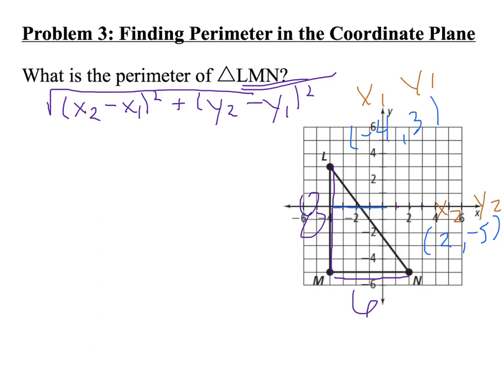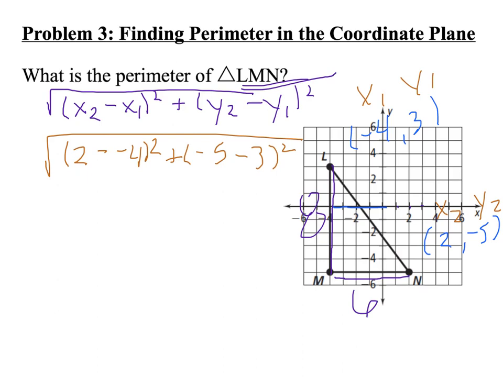Again, you should push pause to make sure that you get the same answer as I do. So I have the square root of my x2, which is 2 minus -4, squared, plus -5 minus 3, squared. Push pause to see if you get the same answer as I do.